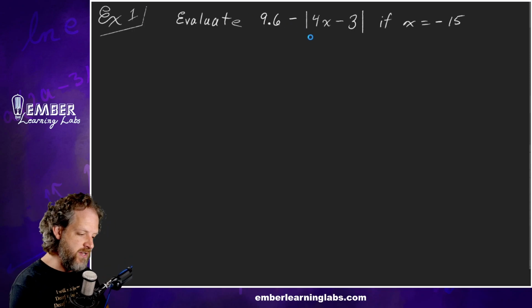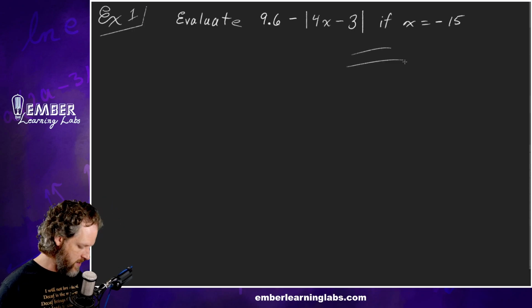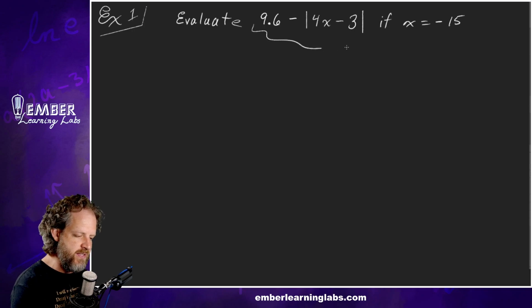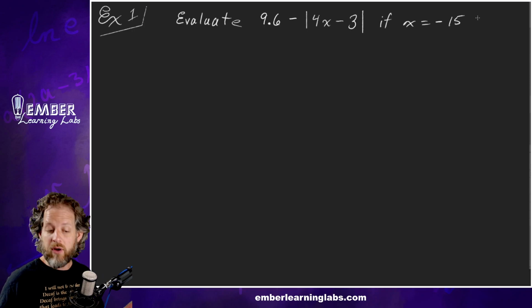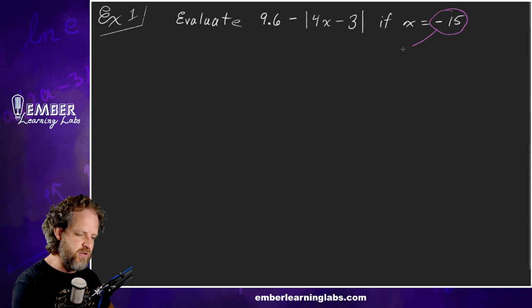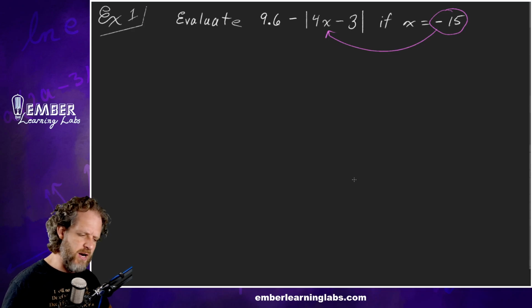So this first one is not an equation, right? There's no equals. This one we have an expression. So we're going to evaluate this expression if x equals negative 15. We've been talking about properties, and we're going to use the substitution property. Since x equals negative 15, we can substitute negative 15 in for x. So that's when we do the substitution property.